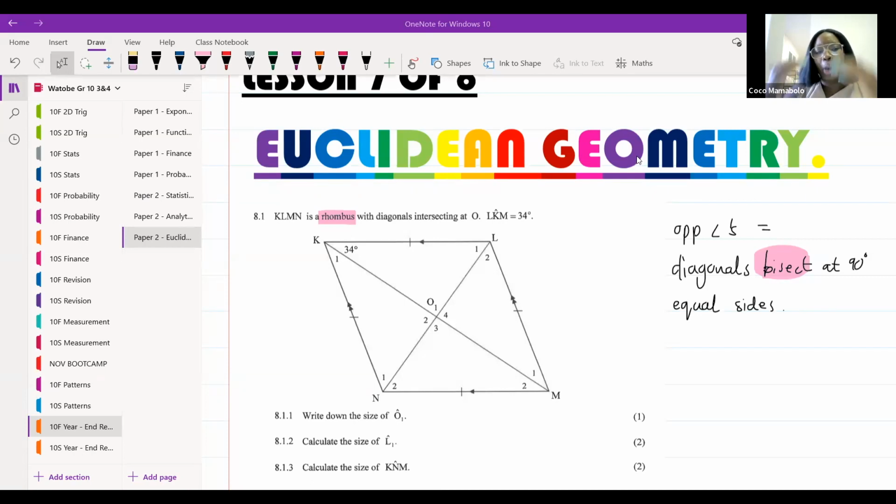What do we know about the opposite sides of a rhombus? Opposite sides of a rhombus are what? Good, they're equal, but they're also what? Not just equal. That's it. Yes, Onako, they're also parallel. Beautiful. So in this case, we will know that KN is parallel to LM and KL is parallel to NM. So we've already got so much information before we even look at our questions. And I can guarantee you that so much of this is going to answer the questions that we need.